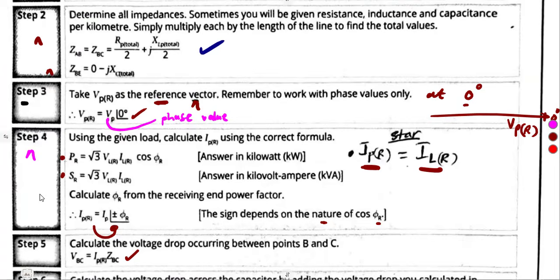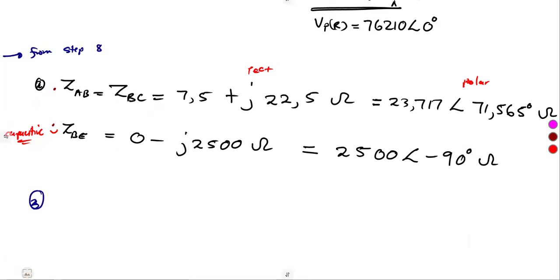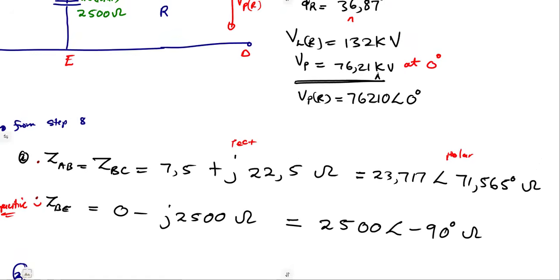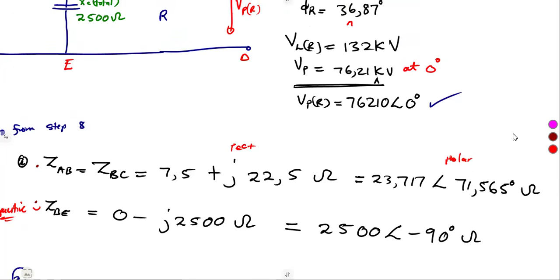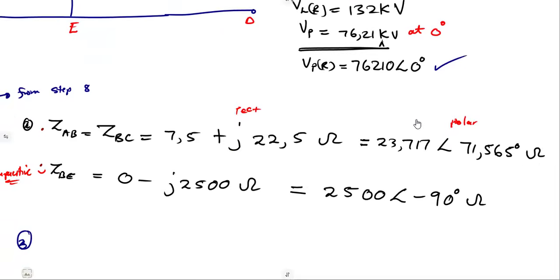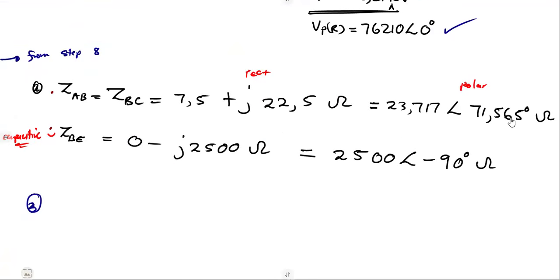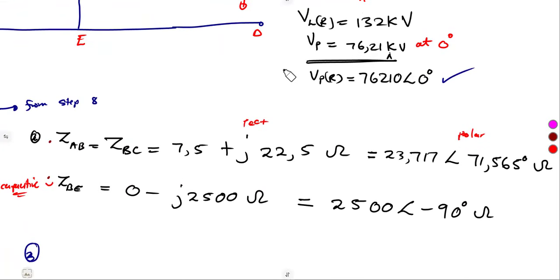So step 3 is having our receiving end phase voltage, the one that we're going to take as a reference vector, since that is what we use when calculating from the one that we are given. Already we talked about this step 3 here. If you still remember, we already have that one. So that is already calculated.